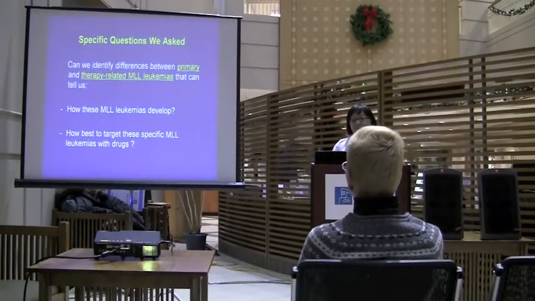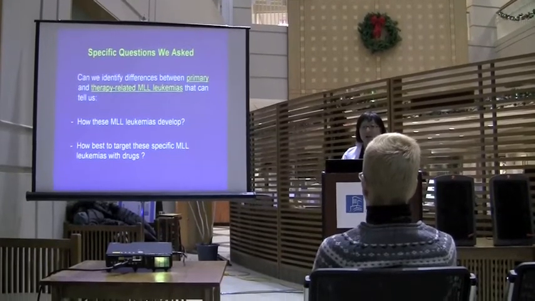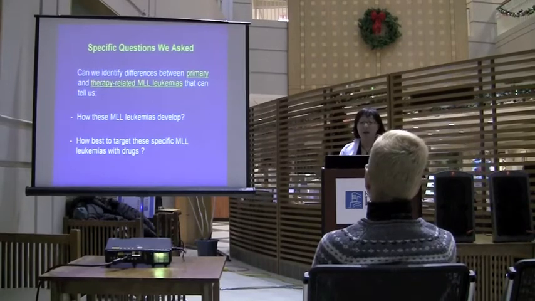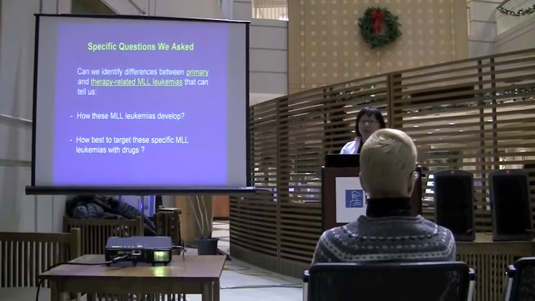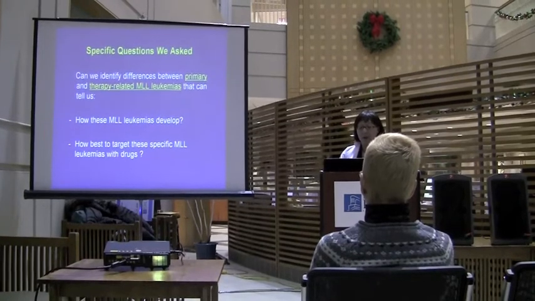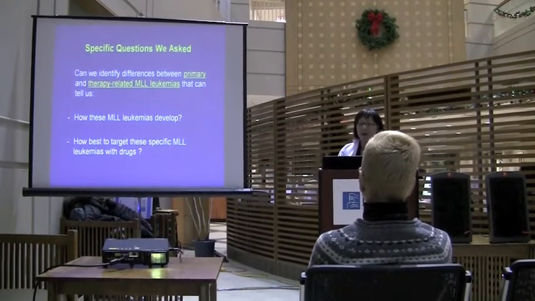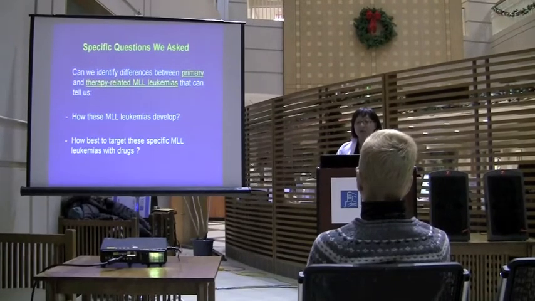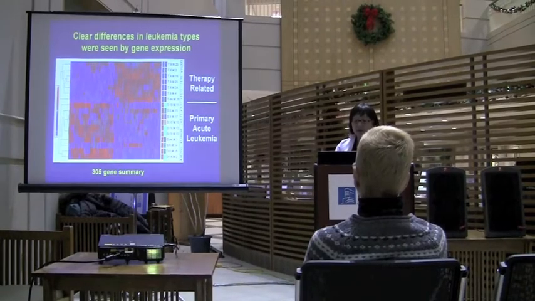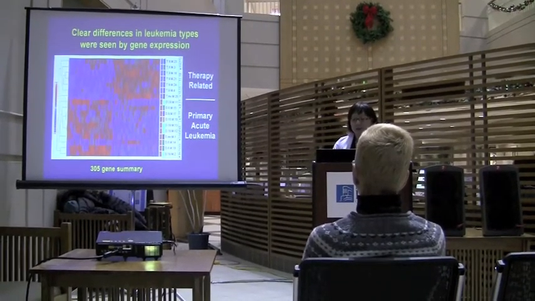So one of the questions that Norma and I asked was, can we identify differences in the types of samples that we're looking at? Can we determine what makes a young individual's cancer different from an older individual's cancer that got prior therapy? How does that information tell us how these leukemias develop? And how does that give us information about how to target these specific types of leukemias? And so this is just an example of some of the data that we've been able to generate.